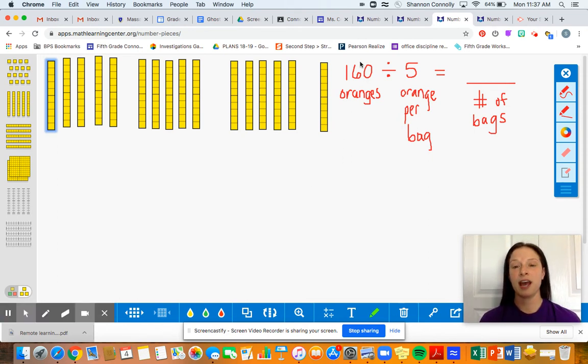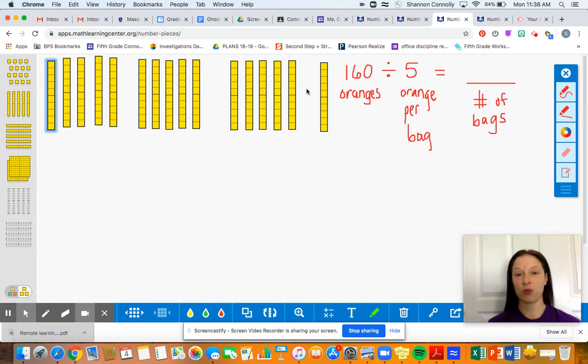We have 160 oranges, and this time, instead of me giving you the number of bags, I'm telling you how many are going to be in each bag. Okay? So I want to know how many bags does that make? So it's a little bit different of a situation. And I just want to show you that there's more ways to solve out there. So let's take a look. Okay? So we have 160 oranges. There's 50, 50, 50, and 10. That's how I split them up.